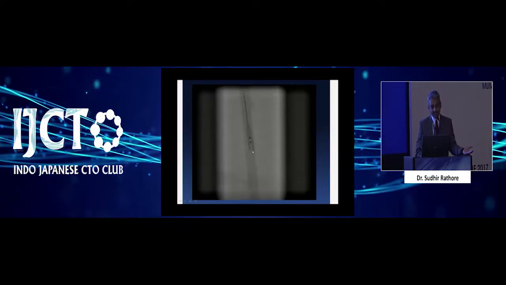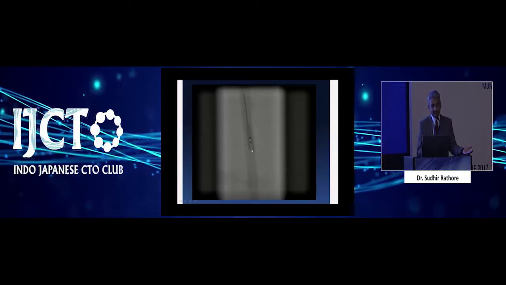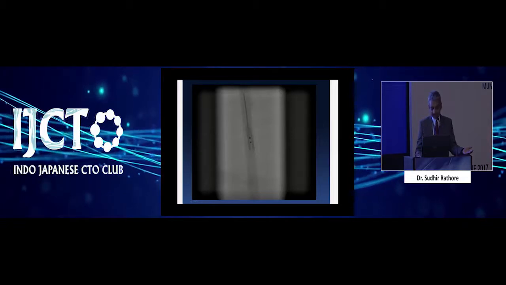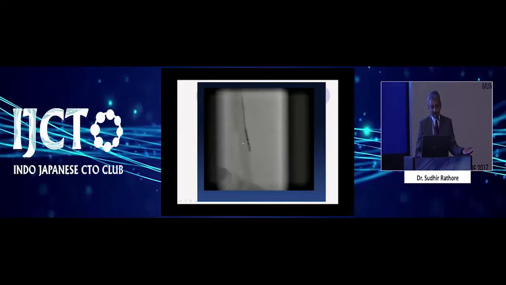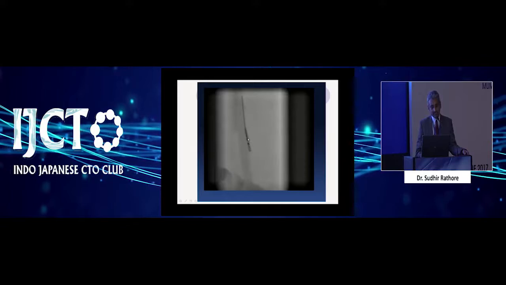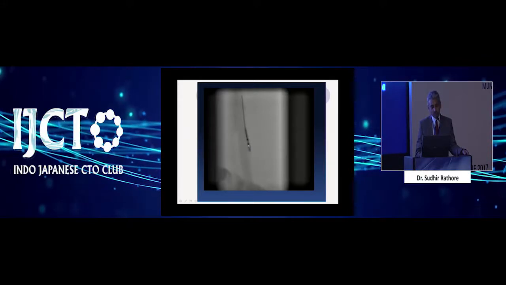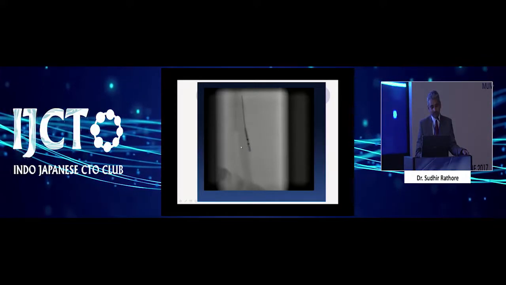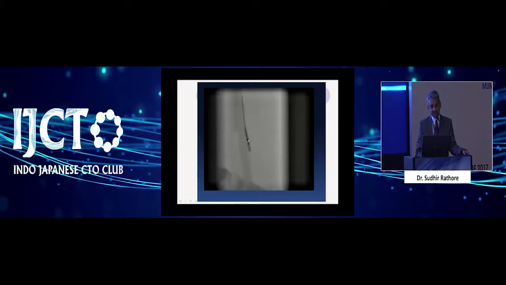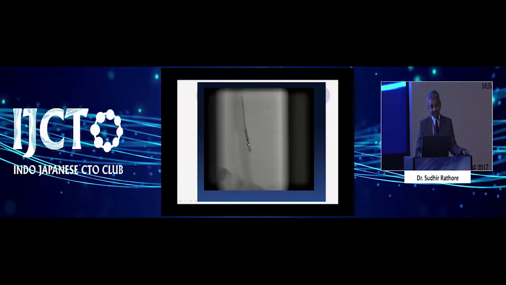You can't do the entry in this view, because either the wire will come towards you or the wire will go behind you, the artery. Now you have to have a view where you can see the Stingray balloon side on. There are two ports. One of these ports will be facing posteriorly. One of these ports will be facing anteriorly. And this is by hit and trial.